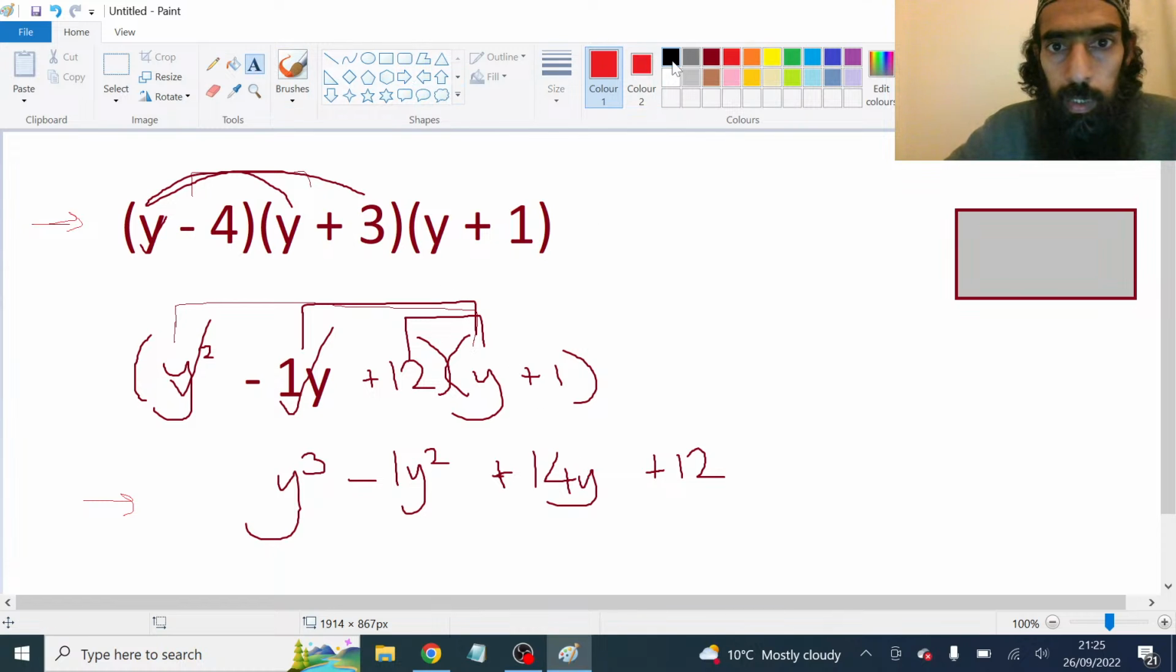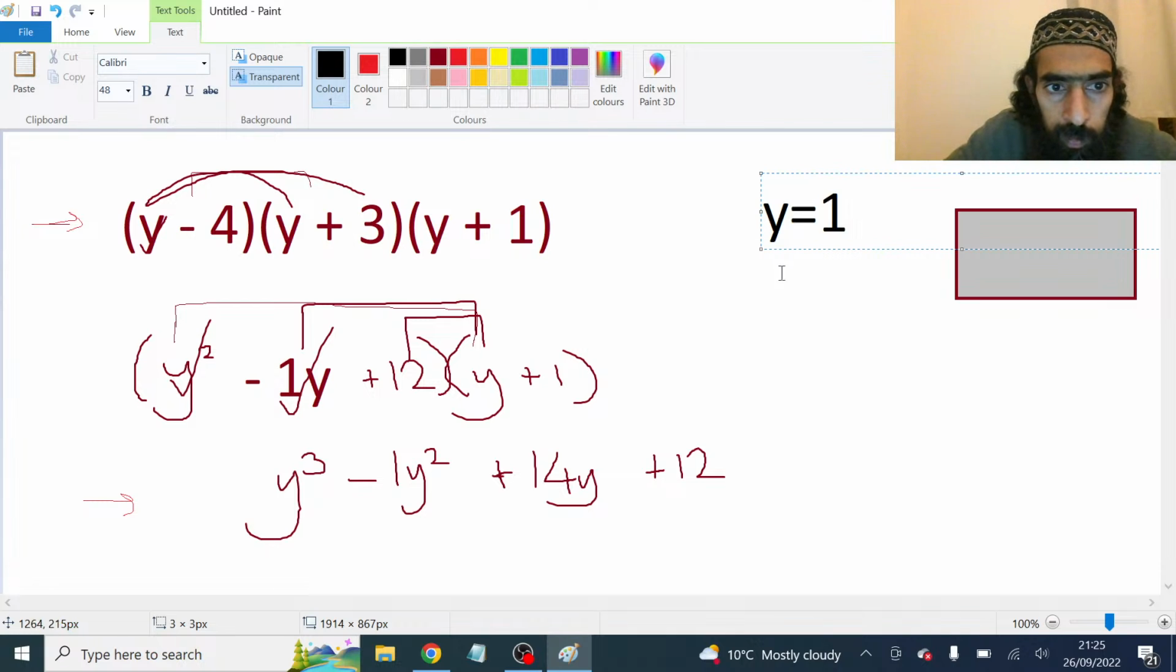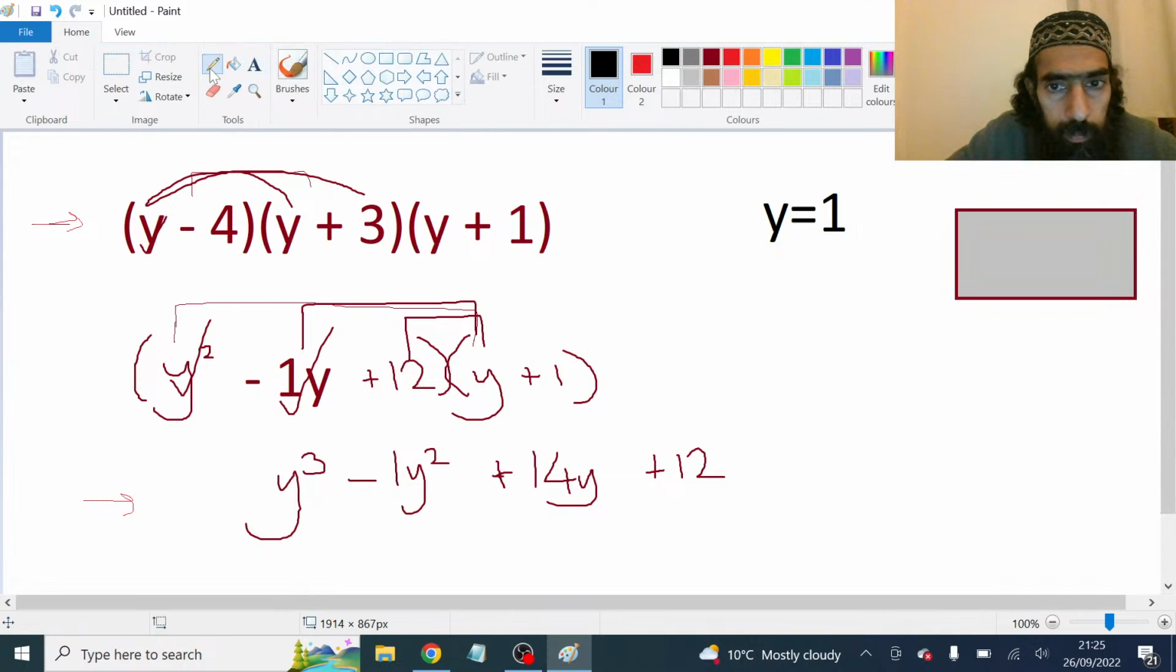So just to double check, let's check with y equals 1. That's a simple one to go for. Just be careful, because you don't want to choose something that's going to end up with 0. So here y is 1, so that would be minus 3 times 4 times 2. So minus 3 times 4 times 2, and that is going to be minus 24.